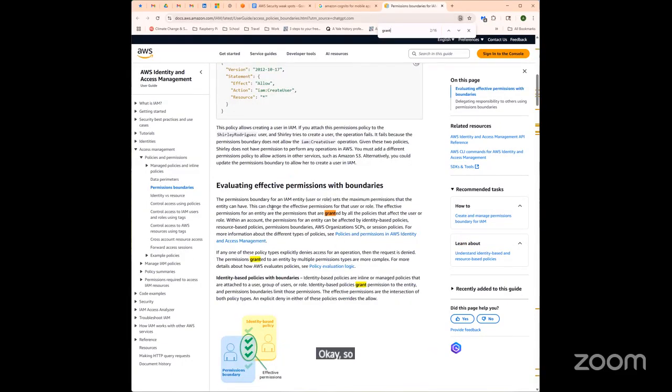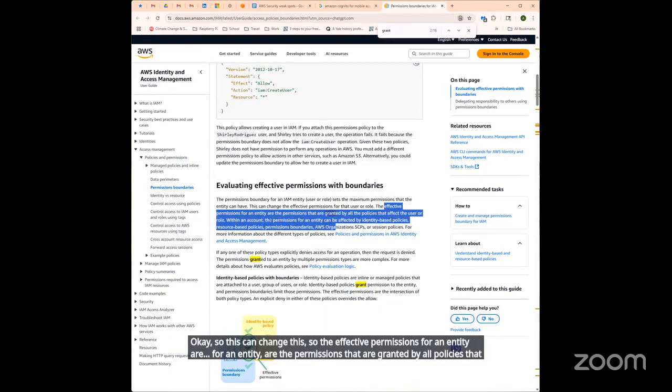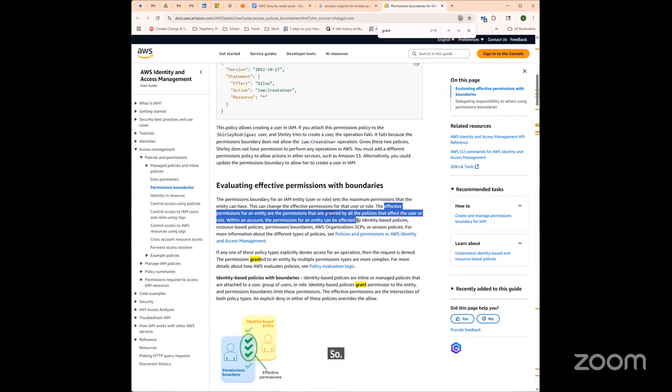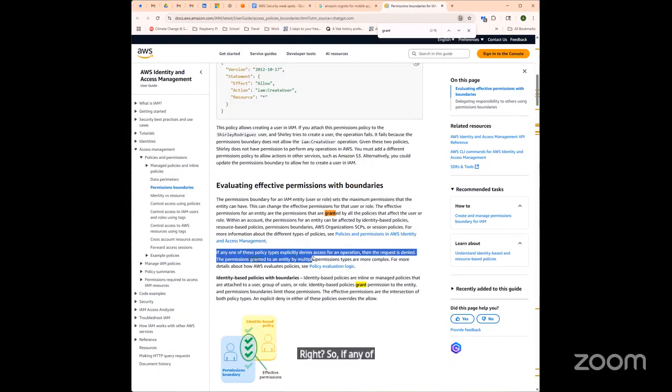Okay, so this can change this. The effective permissions for an entity are the permissions that are granted by all policies that affect the user or role. So permissions for an entity can be affected by identity-based policies, resource-based policies, permissions boundaries, service control policies, or session policies, right? If any of these policies explicitly denies, then the request is denied.